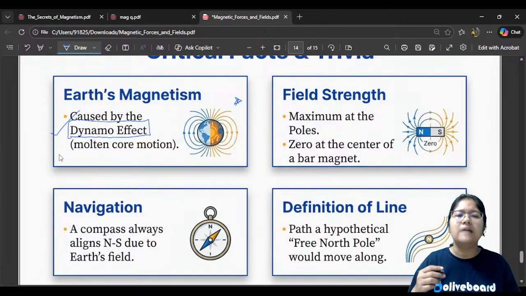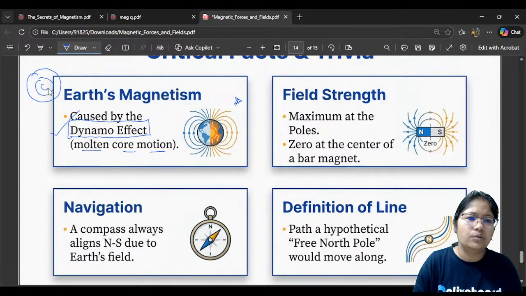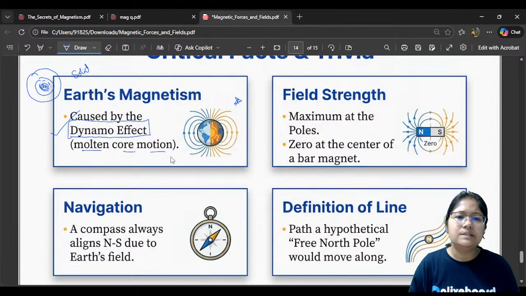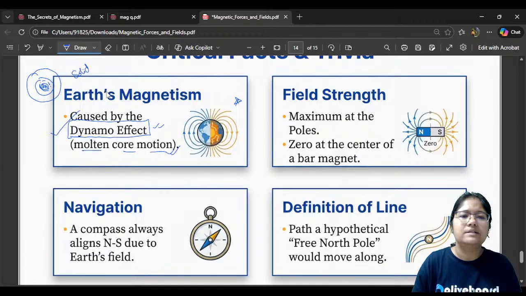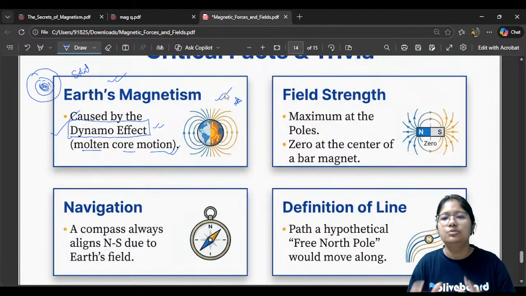Okay, what is this dynamo effect? There is the molten core motion which is there. If you will see the earth, the inner core again becomes solid because of the high pressure and the high temperature, but the outer core is molten. Yes, the outer core is molten, and this molten core motion, this is also known as the dynamo effect, that is the earth's magnetism. Okay, so earth itself, as you can see in this diagram, acts like a huge magnet.